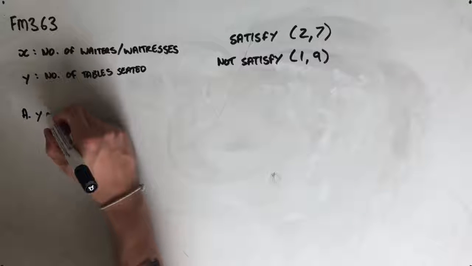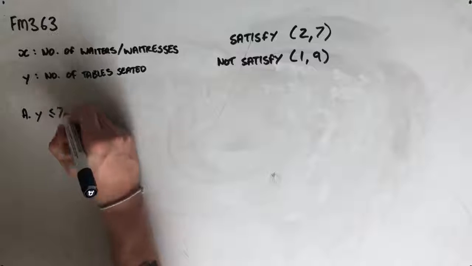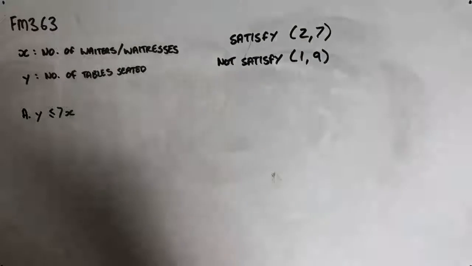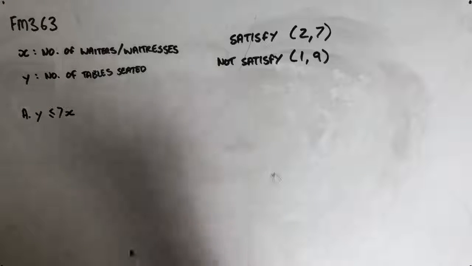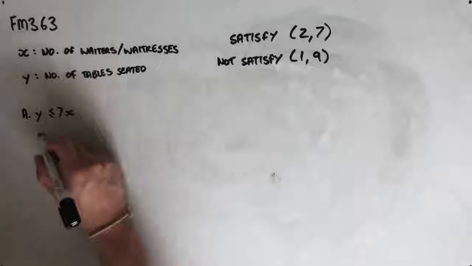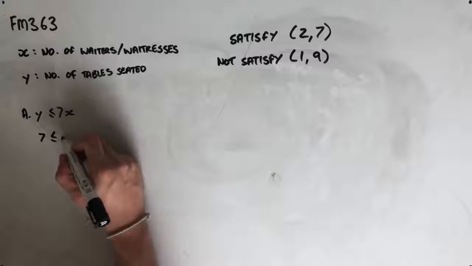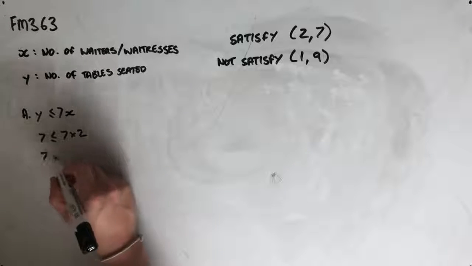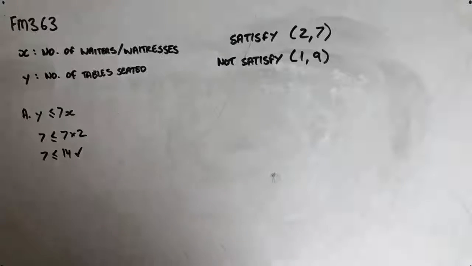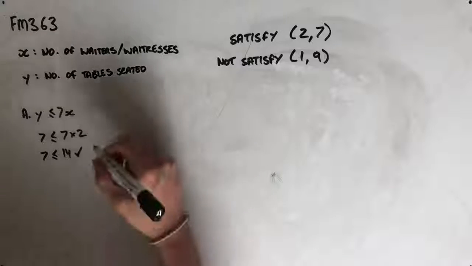So A's inequality is y is less than or equal to 7x. We'll start off with our first set of conditions that should satisfy this inequality. So it should be correct, which is that we're going to insert in. So we have 7 is less than or equal to 7 times 2. So 7 ends up being less than or equal to 14. And that's correct. So that has satisfied that inequality.